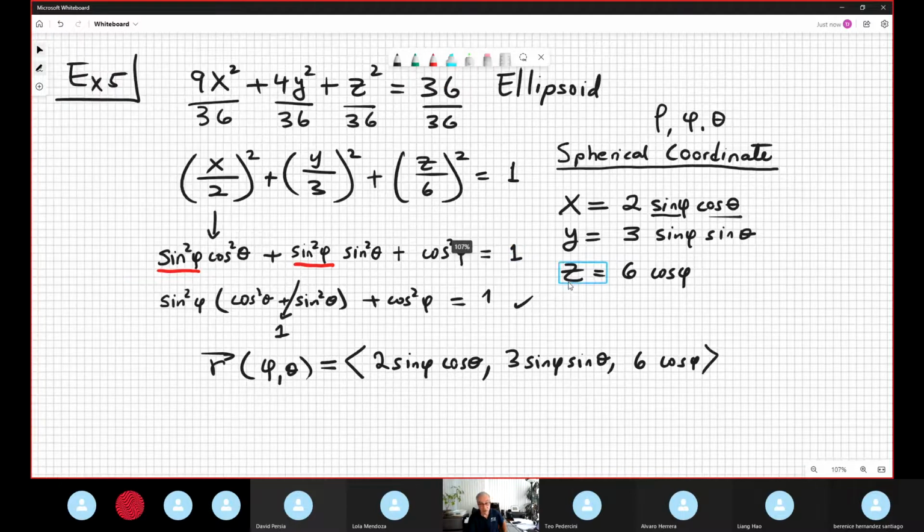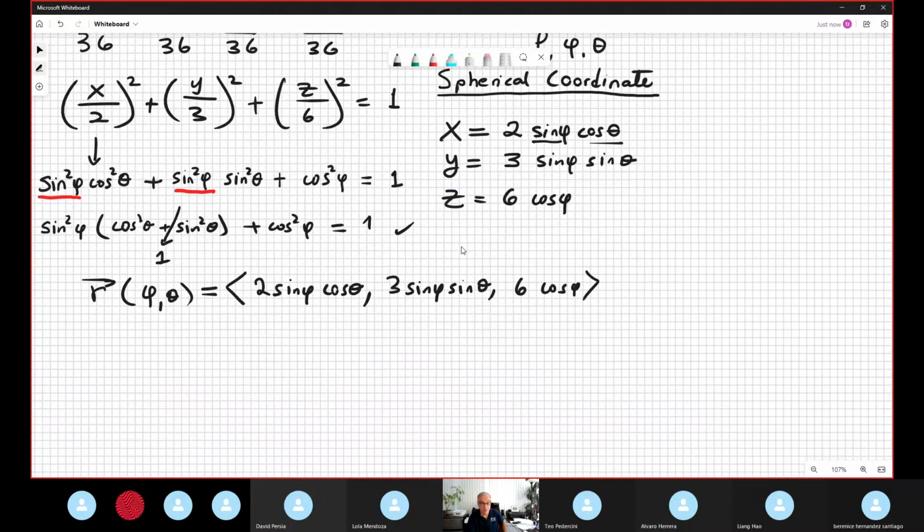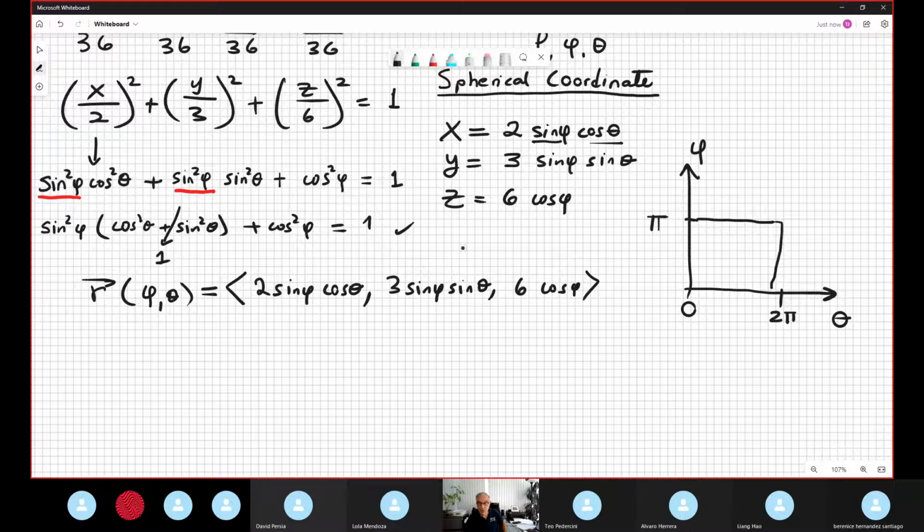And that's it? No, because I need the specification, the domain of phi and the domain of theta. Let me try to do it graphically to visualize much better. Suppose this is theta, and suppose this is phi. Both are angles. 0 to pi, because I want the full ellipsoid, and 0 to pi. This is our domain of the vector-valued function.